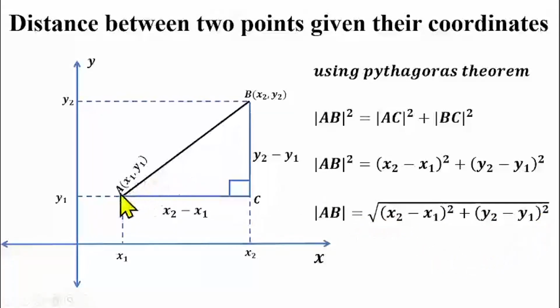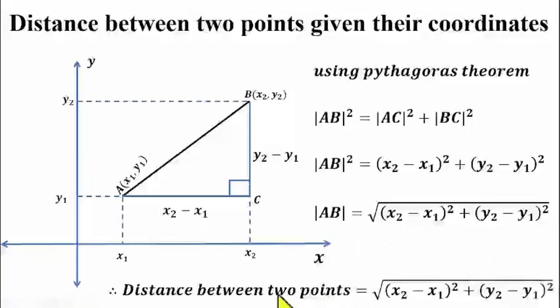So if I want to find the distance between A and B, I will use the square root of change in x squared plus change in y squared. What do I mean by change in x and change in y? Change in x means x2 minus x1, and change in y means y2 minus y1.